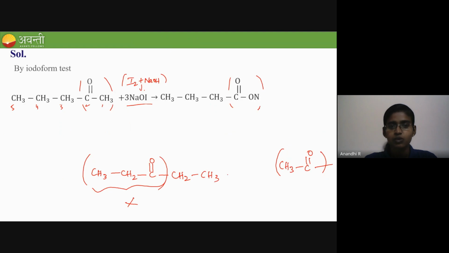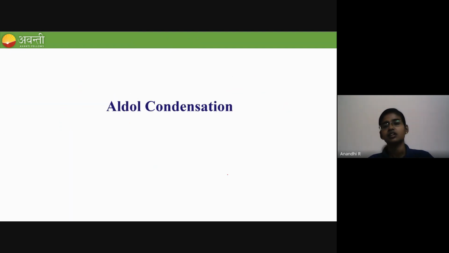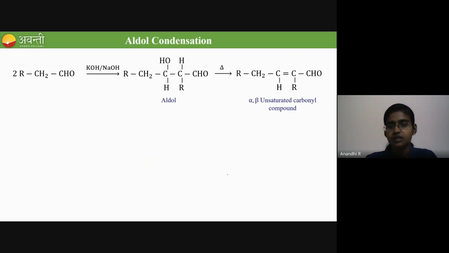I'll move on to the next reaction, which is called aldol condensation. Aldol condensation is also due to the acidity of alpha hydrogen only. It is also one of the reactions due to alpha hydrogen. So this is the reaction. In the reaction, we are taking 2 moles of some aldehyde which contains alpha hydrogen. So where is the alpha hydrogen here? This is the carbonyl carbon, and the carbon next to the carbonyl carbon is the alpha carbon, and the hydrogens attached to the alpha carbon are called alpha hydrogens.